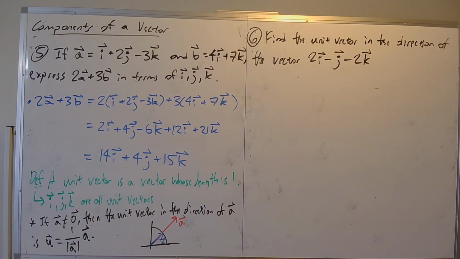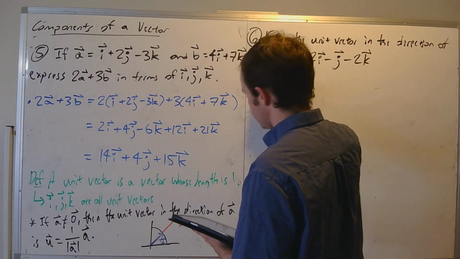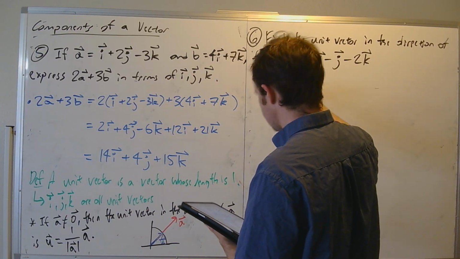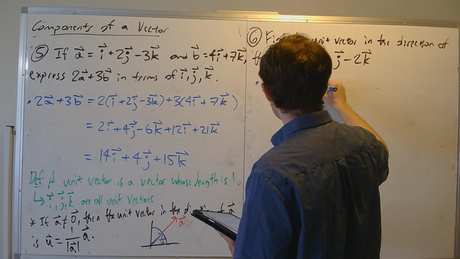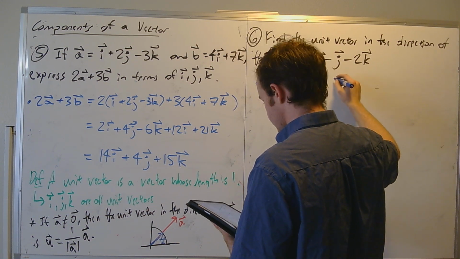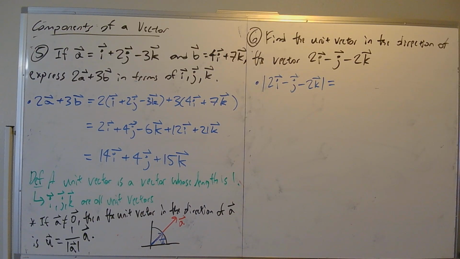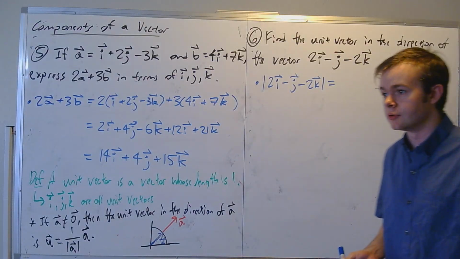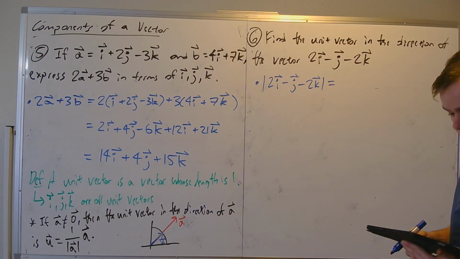Okay, so we're trying to find the unit vector in this direction. And let me go ahead and write that the size of 2i minus j minus 2k equals. So we're trying to find the size of the vector because, in order to get the unit vector, as we said earlier, we need to divide by whatever this number is. We need to divide by the magnitude of the vector. So we need to figure out its magnitude.